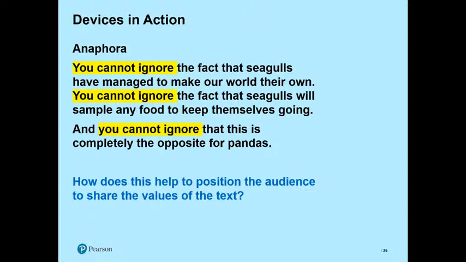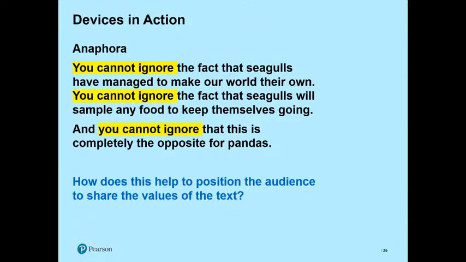So the first one I'm going to look at is anaphora, which is the repetition of the same sentence stem, and it tends to come at the beginning of sentences. So you can see here, this is a part of the seagull speech. You cannot ignore the fact that seagulls have managed to make our world their own. You cannot ignore the fact that seagulls will sample any food to keep themselves going. And you cannot ignore that this is completely the opposite for pandas.